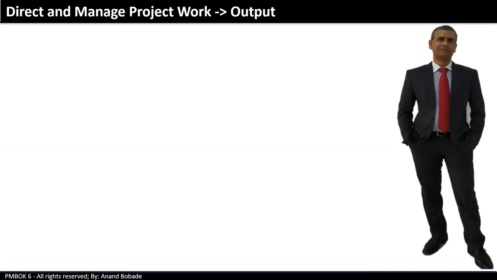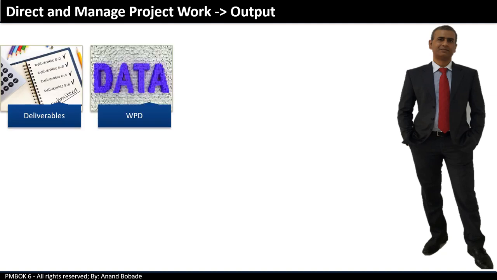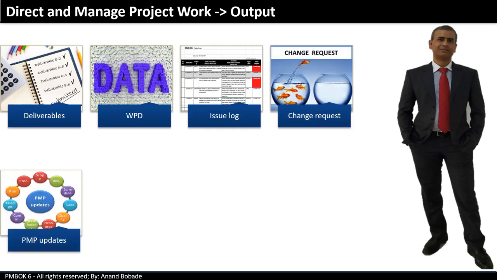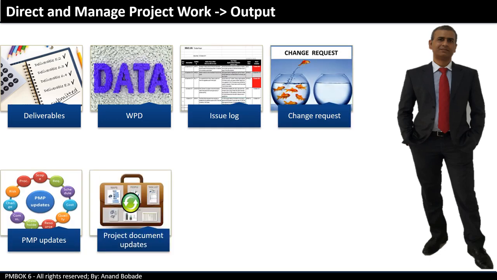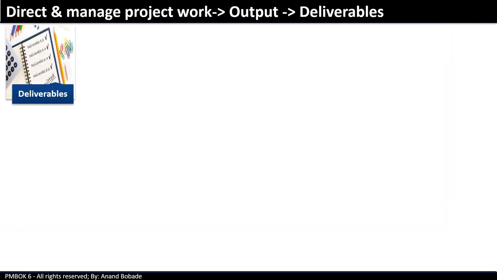There are several outputs for this process. They are deliverables, which is the key output, work performance data, issue log, change requests, project management plan updates, project document updates, and finally, organizational process asset updates. Let's look at each in detail.